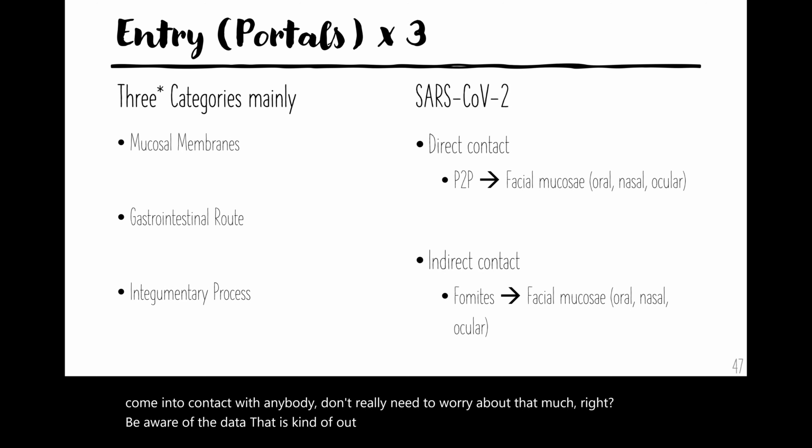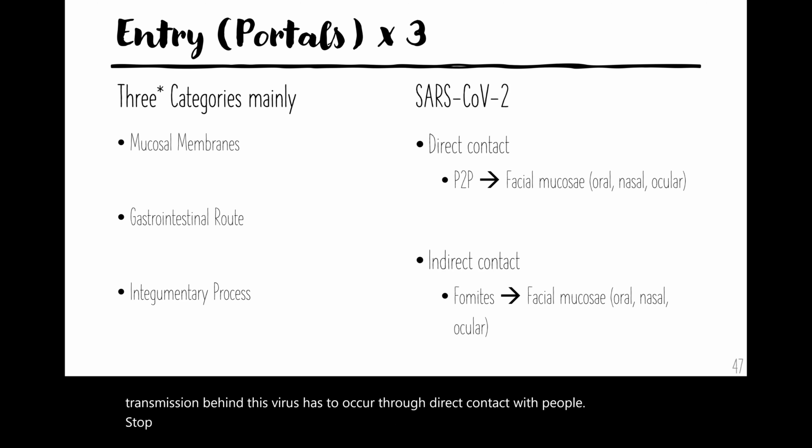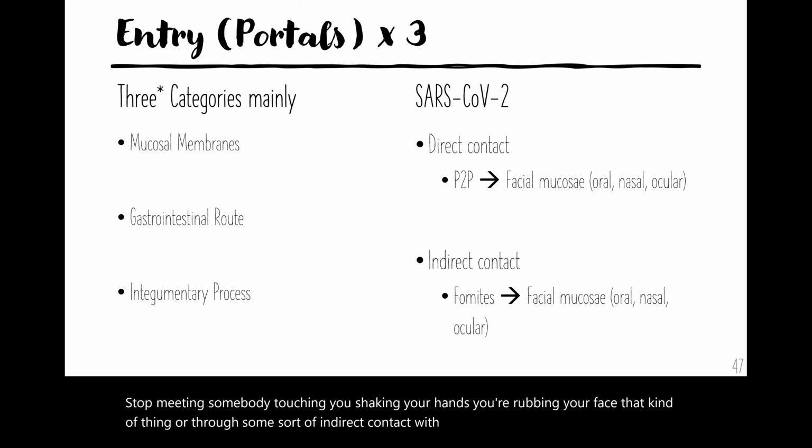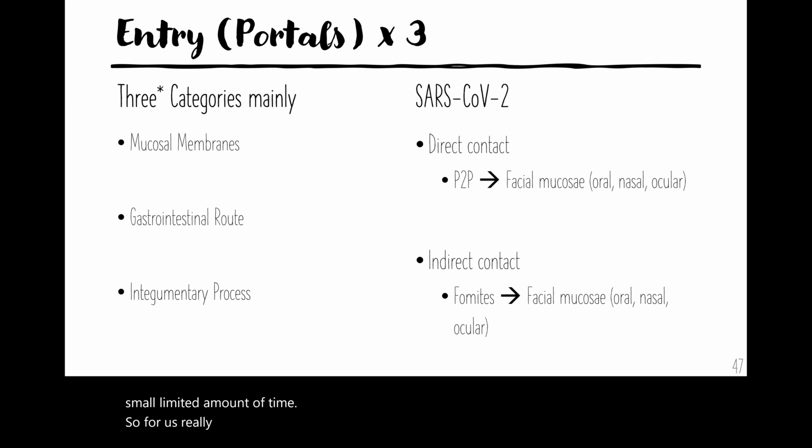Now, overall, what we know is that the transmission of this virus has to occur through direct contact with people, meaning somebody's touching you, shaking your hands, you're rubbing your face, that kind of thing, or through some sort of indirect contact with certain surfaces. That means your immediate environment, like counters, rails, doors, that kind of thing. But again, for a very small, limited amount of time. So for us, really, the main scenario is respiratory droplets.